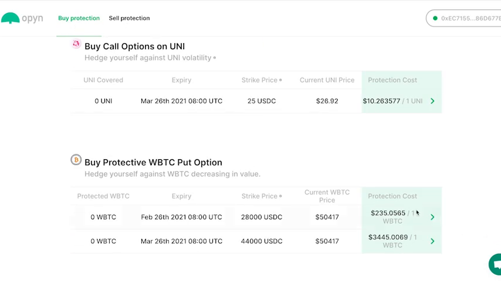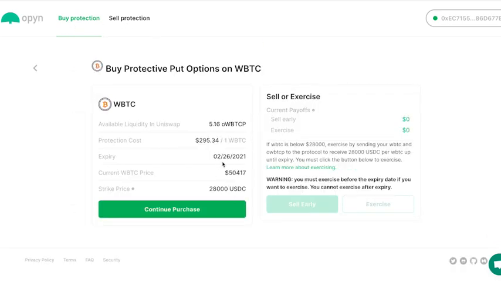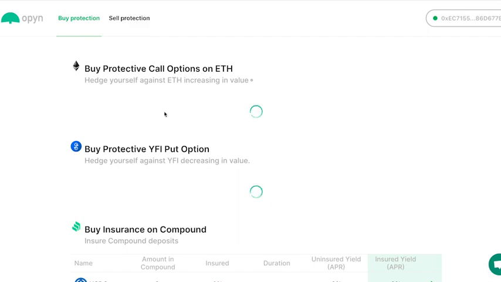So you can buy or sell protection. And if you're selling, you get to earn premiums. If you're buying, you pay the premiums. So that in general is how these oTokens are being created.